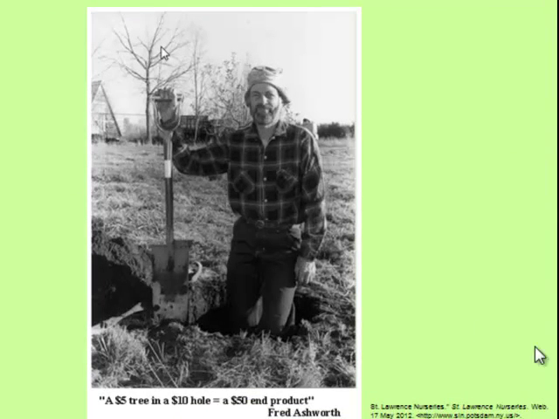And here, this is a picture of a buddy here. Looks like red-green, and it says at the bottom, a $5 tree in a $10 hole equals a $50 end product. What does he mean? Just putting a tree in a hole is not what counts, but you have to know what the soil is. So good quality soil will make a $5 tree a $50 tree, and that is so true. And that's why soil is such a crucial part of growing successful trees, as this smiling chap can tell you.